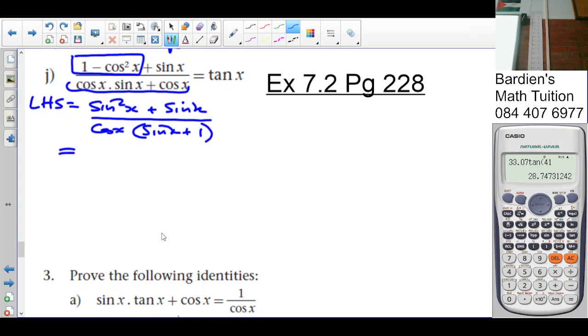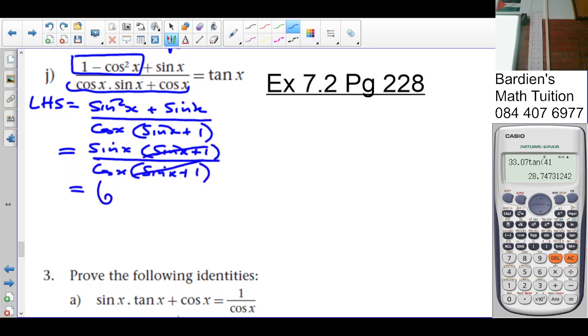So what can happen to the numerator? Take out sine x as a common factor. What are we left with? Sine x plus 1 over cos x into sine x plus 1. So what happens? That cancels. Sine over cos is tan, which is equal to the right hand side.